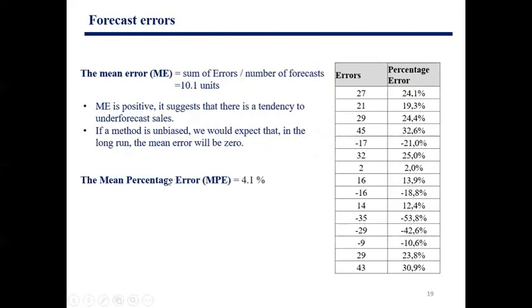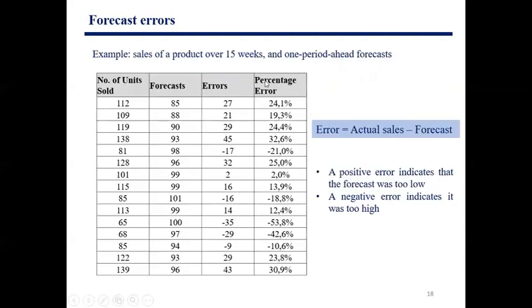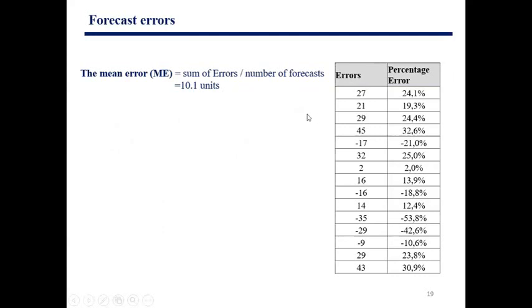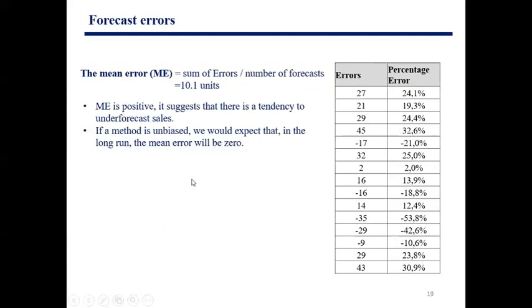The mean percentage error is somewhat similar. We will just calculate the average percentage error, but let's see how to calculate the percentage error. So I will come back to this slide. The percentage error is just the error divided by the actual sales. So it's 27 divided by 112, and we will have 24.1%. We calculate this for all the periods, and after we calculate the mean, and we will find a mean percentage error of 4.1%.